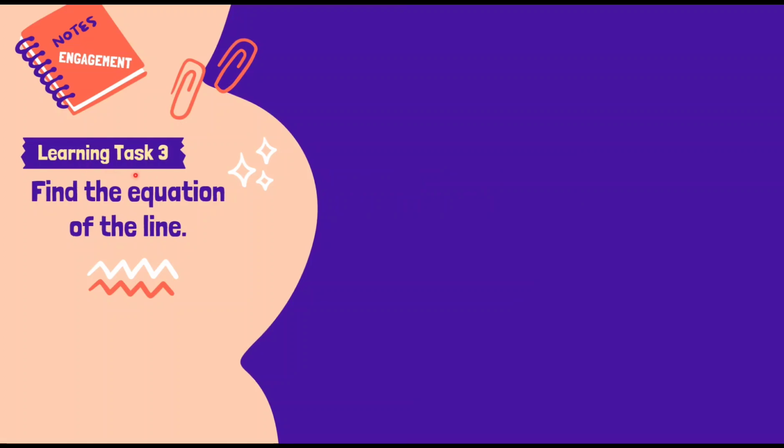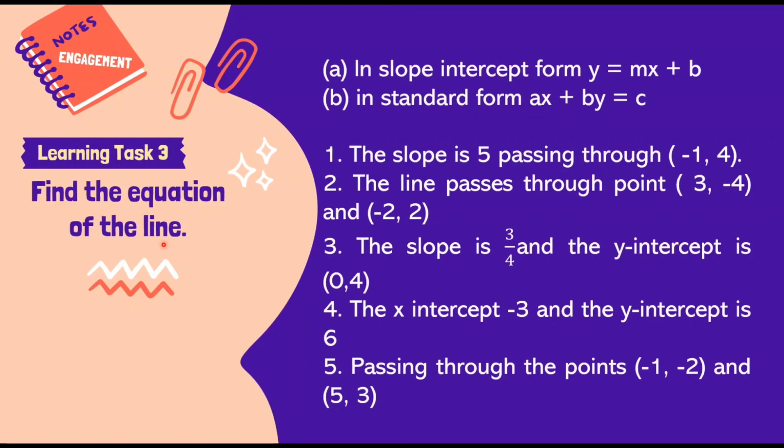For learning task number 3, you also need to find the equation of the line. So for letter A, in slope intercept form also, y is equal to mx plus b. And for letter B, in standard form, which is ax plus by is equal to c. So just like what we did in our examples, you need to find the equation of the line given the formulas and its ways on how to find the equation of the line. So, we have the given slope.